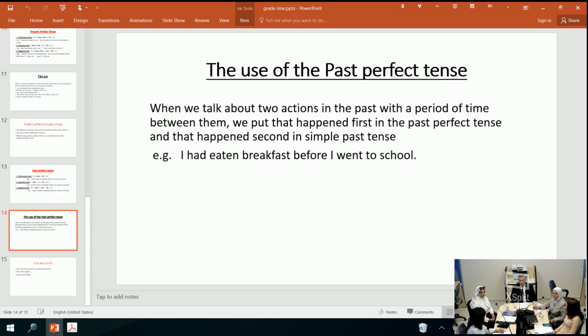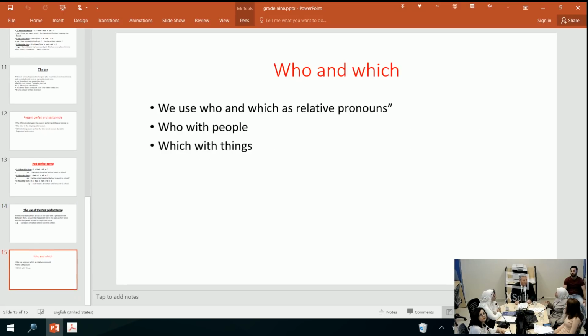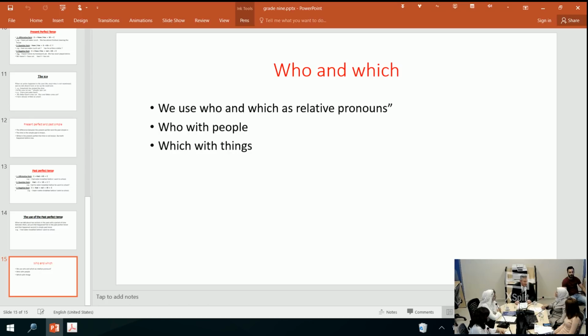Now we tell the students about the use. The main use, as we said: when we talk about two actions in the past with a period of time between them, we put the one that happened first in the past perfect tense and the one that happened second in the simple past tense. For example, I had eaten breakfast before I went to school. So the first action is had eaten, the second one is went. So the main purpose of using the past perfect is to show which happened first, not the order of the verbs in that sentence.